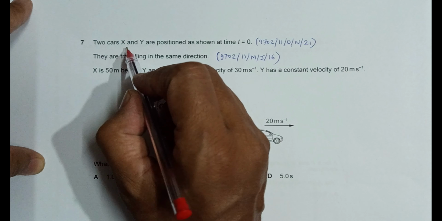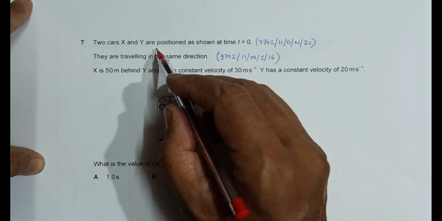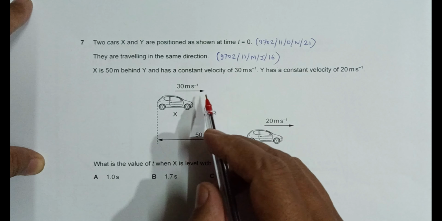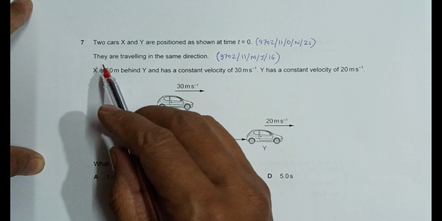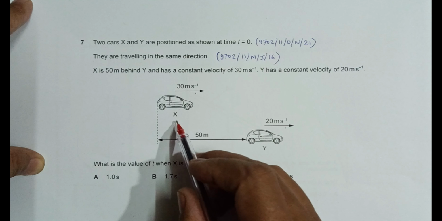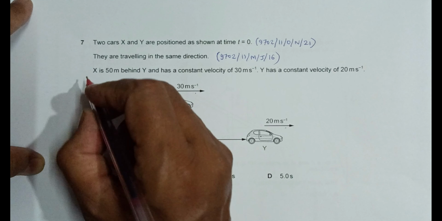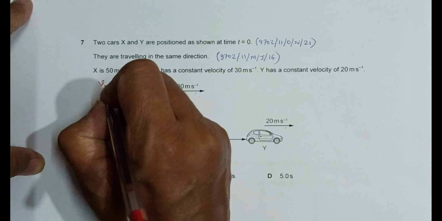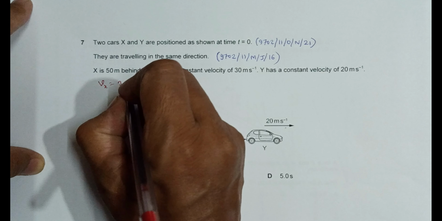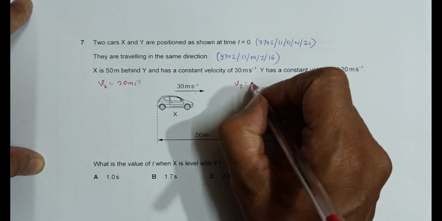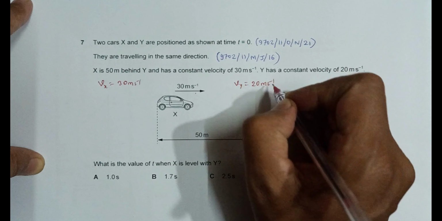It says two cars X and Y are positioned as shown at time t equal to 0. So this is the start of the motion, the beginning. They are traveling in the same direction as shown by the arrows. X is 50 meter behind Y and has a constant velocity of 30 meter per second. So I can use here Vx is equal to 30 meter per second. Y has a constant velocity of 20 meter per second. So Vy is equal to 20 meter per second.